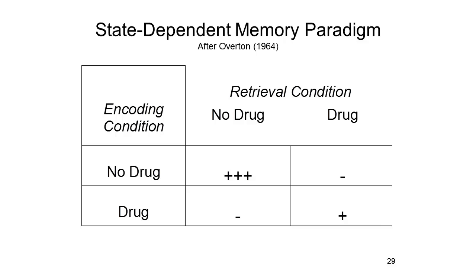But the important finding of the Overton experiment is that performance on the test depended on the match between the animal's physiological state at the time of learning and the animal's physiological state at the time of test. Performance was best when the two matched, when the state at retrieval was congruent with the state at encoding. Put another way, memory was best when the conditions of retrieval matched the conditions of encoding. And that's what the encoding specificity principle is all about.